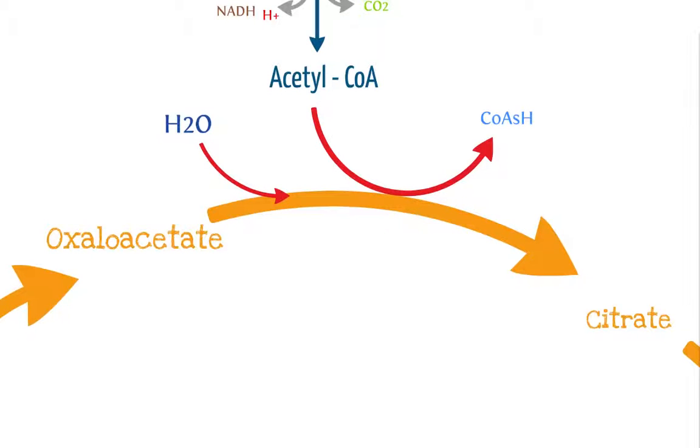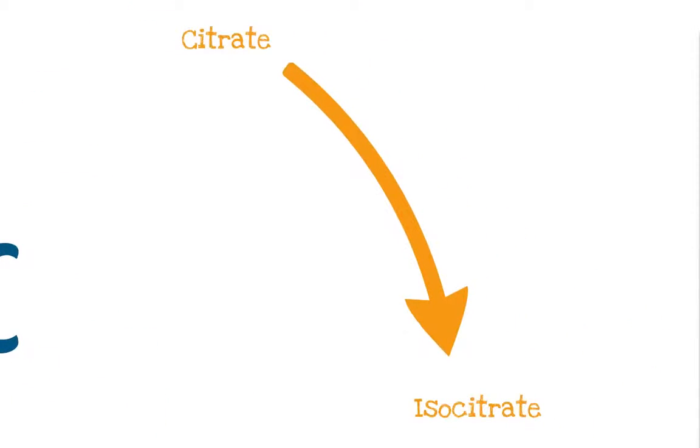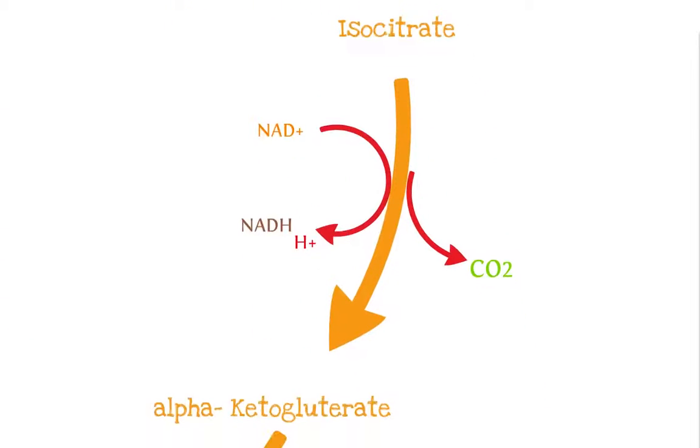It reacts with the 4-carbon compound oxaloacetate through a condensation reaction to create a 6-carbon molecule called citrate. This reaction is catalyzed by citrate synthase. The citrate is then isomerized by aconitase, resulting in isocitrate. Isocitrate is then oxidized by isocitrate dehydrogenase to form the first molecule of NADH and carbon dioxide.